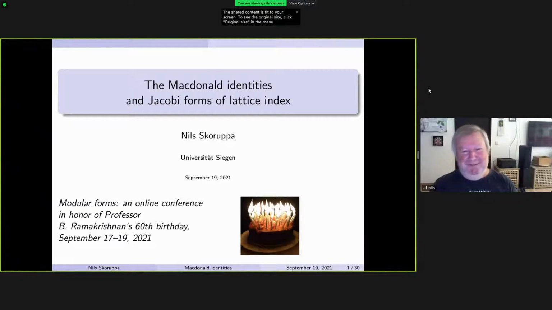My first slide, as you see. It repeats the title. It says what the occasion is, and it shows a big cake for Ramki, of course, with 60 candles. They say, I didn't count, of course.